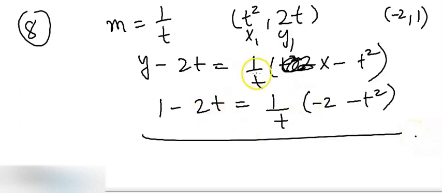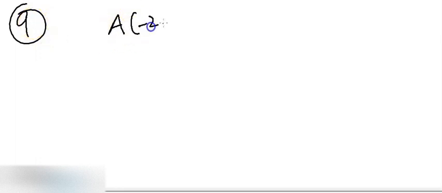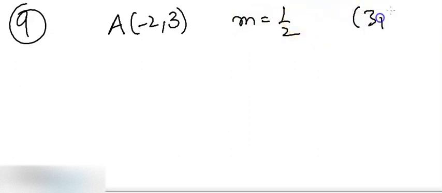Then we have question 9. In question 9 it says that if the line through the point A, which is minus 2 comma 3, with gradient 1 over 2 also passes through the point 3 comma k, find the value of k.